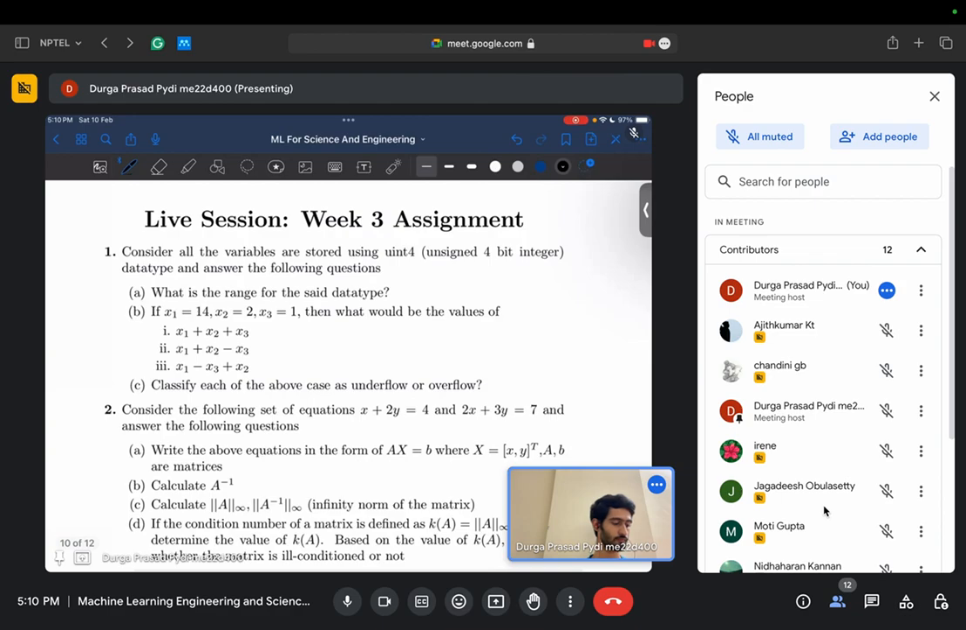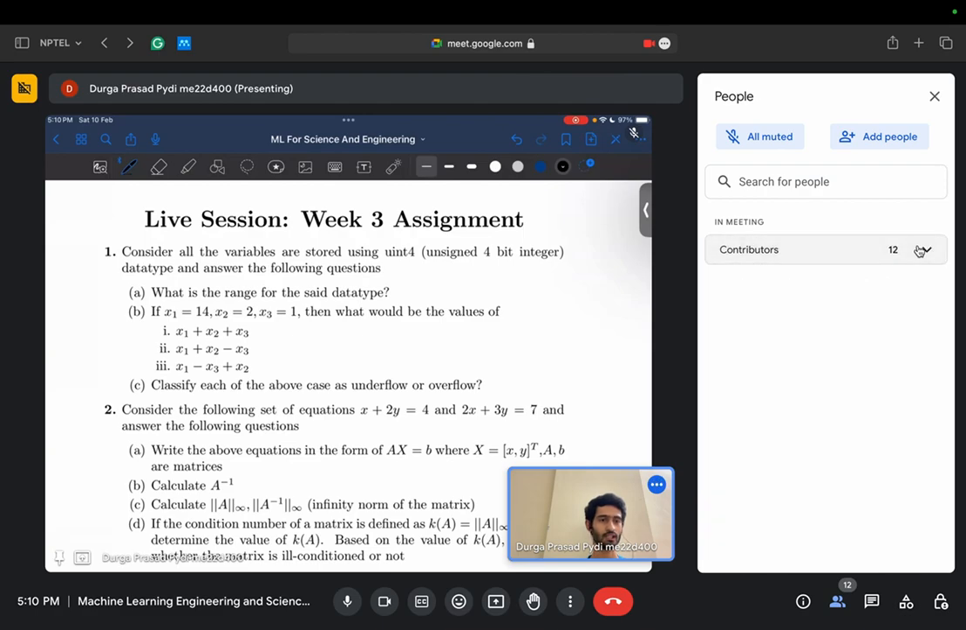We will get started. I think people have joined, like it's kind of stagnated. So we'll get started with the assignment. The first question says that you have some variables that you want to store using a uint4. Uint4 is basically an unsigned 4-bit integer data type, and with that in mind, we need to answer the following questions. This should be fairly straightforward if you have gone through the video. If not, let me know, then we will discuss this.